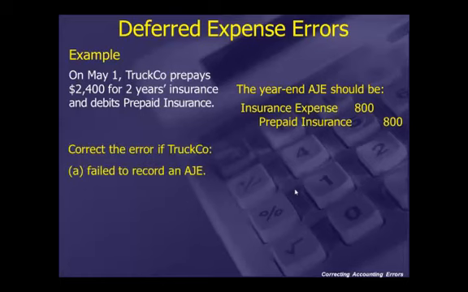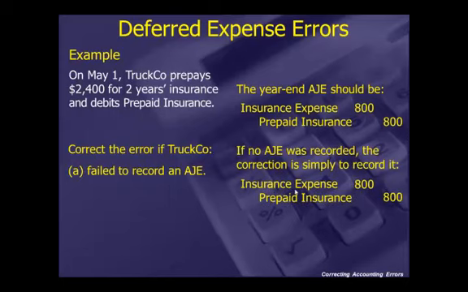We need to correct the error if Truckco failed to record the adjusting journal entry. If none has been recorded, we simply review, find that we did not record it, and we do what we should have done initially anyway. It's to debit the expense and credit prepaid.